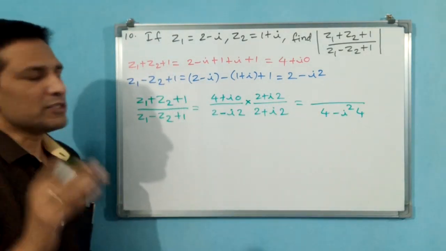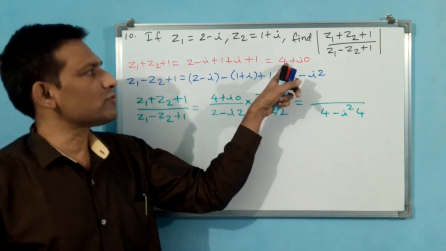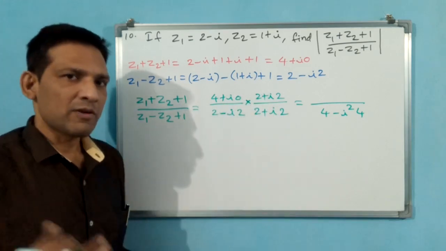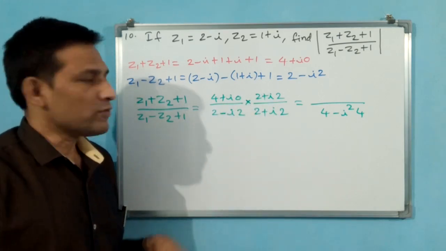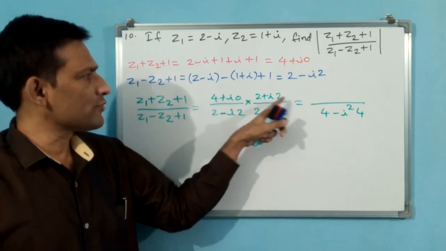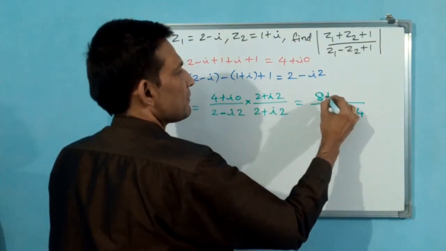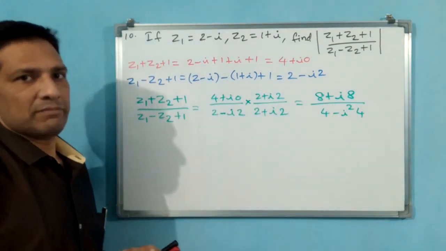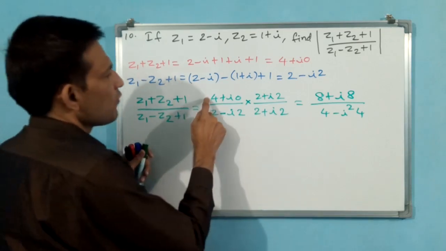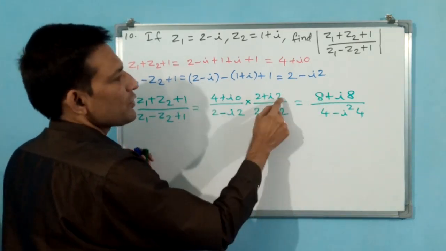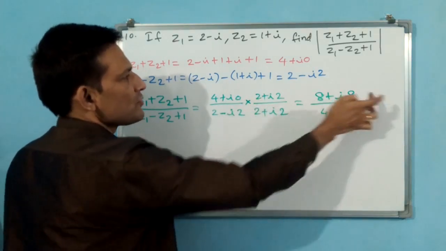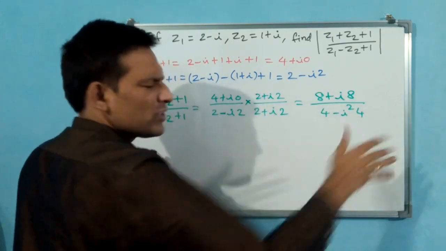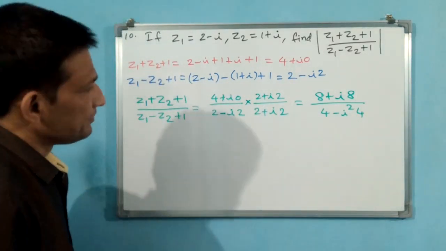What about the numerator? For the sake of convenience, we have written 4 plus I0. But this 0, even if you multiply, both are going to become 0. Rather than that, we multiply only the 4. 4 into 2, 8, plus I, 4 into 2, 8. That is going to come. You understand? And 0 into 2, 0, plus 0 into 2, 0. 0 plus 0, 0. You need not write it.